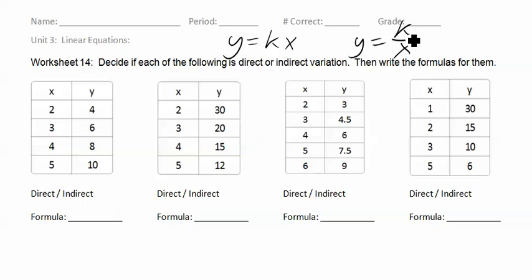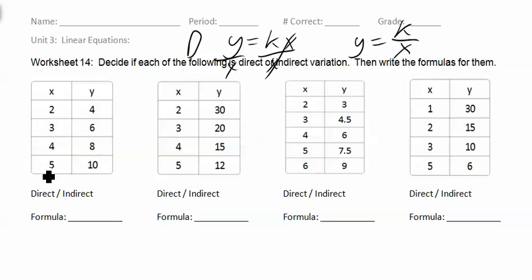Alright, so now if I look at a table and I want to know if it's direct or indirect or neither, but if it's direct or indirect, each of these are one of those two, I need to look at the relationship between y and x, and then k needs to always be the same. So for direct, if we solve this for k, k is equal to y divided by x. So if it's going to be direct, y divided by x is always going to be the same.